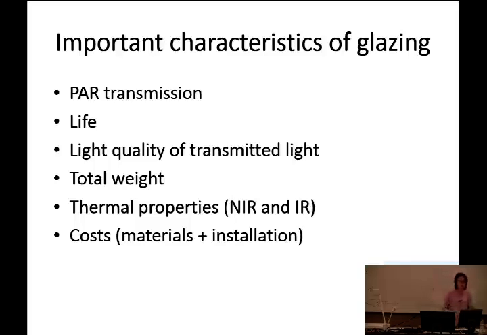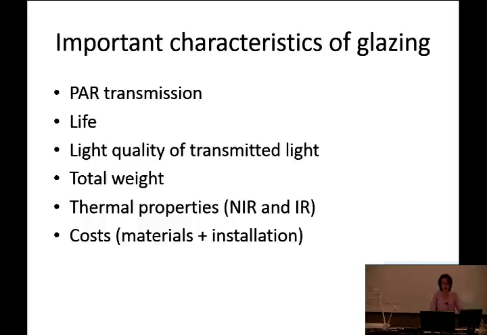Number one, of course, PAR transmission. You want more PAR to enhance the plant growth. How many years can this glazing last? Every 3 years they need to change, or every 10 years, or 25 years. And so that's very important information. Light quality transmitted through the glazing: it looks fine to your eyes, but that doesn't mean every single important spectrum is coming through the glazing. So that's very important.